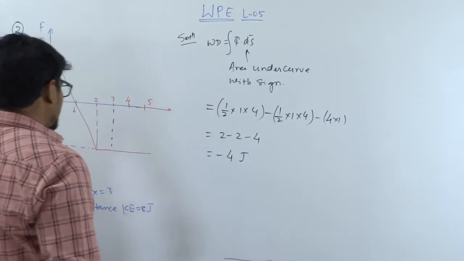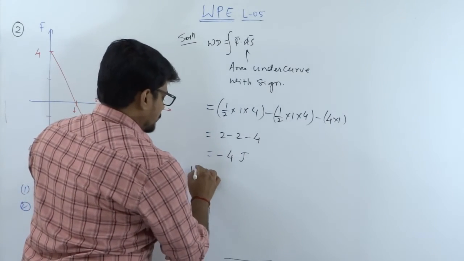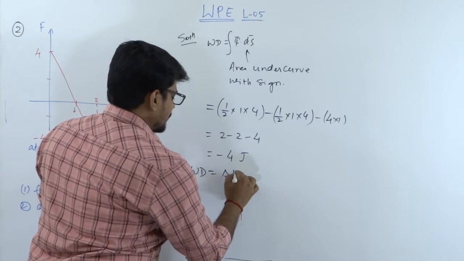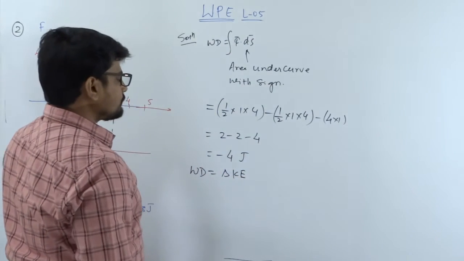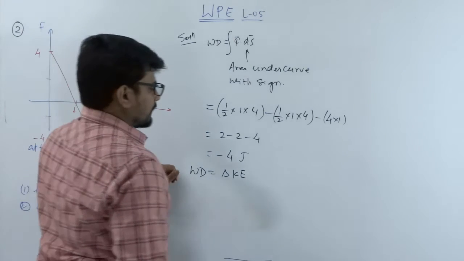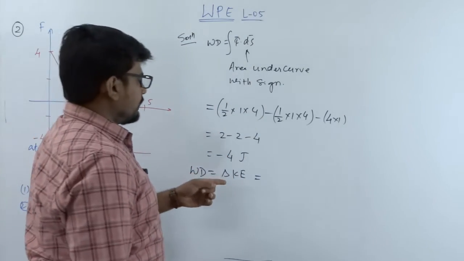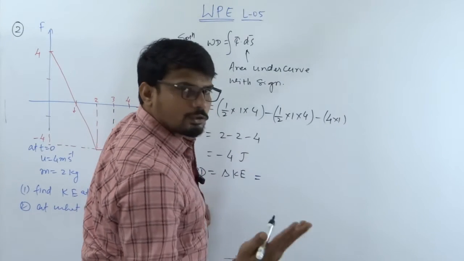So what are they asking? They're asking you the kinetic energy at x equals 3. From the work energy theorem, we know that work done is equal to change in kinetic energy. Initially, what was the kinetic energy? The velocity of the body initially is 4 meter per second. So the initial kinetic energy is half mv square. We can use that, and the final we need to find.